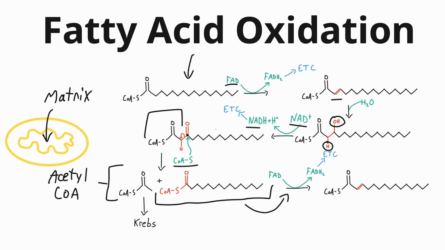And since each round takes off 2 carbons, you can do some math to figure out how many acetyl coenzyme A molecules can be made per fatty acid by just taking the number of carbons. So let's say we have a 16 carbon fatty acid, divide it by 2, and that means that we can produce 8 acetyl coenzyme A molecules. And all of those are going to feed right into the Krebs cycle, which we're going to go over right now.